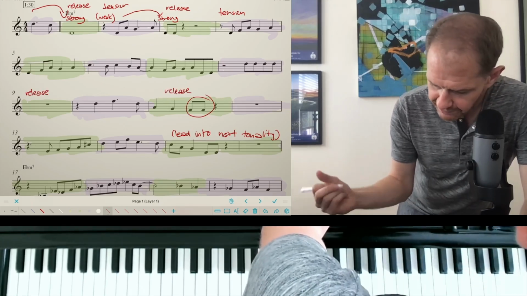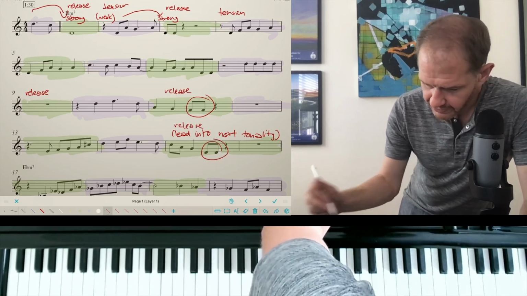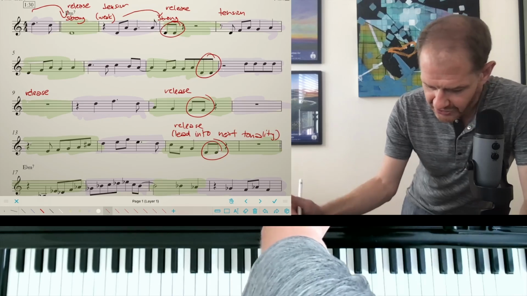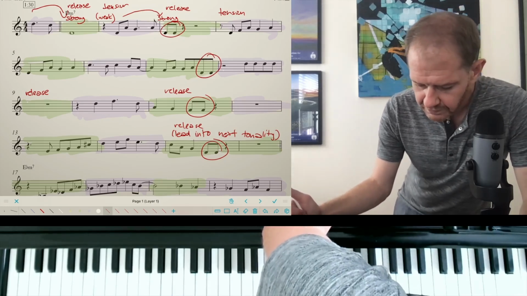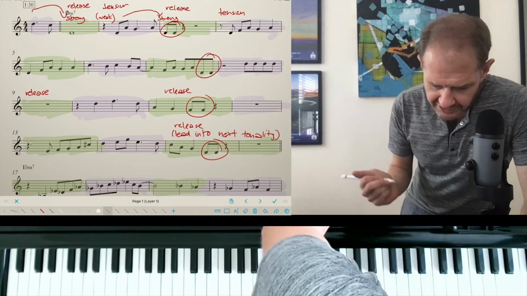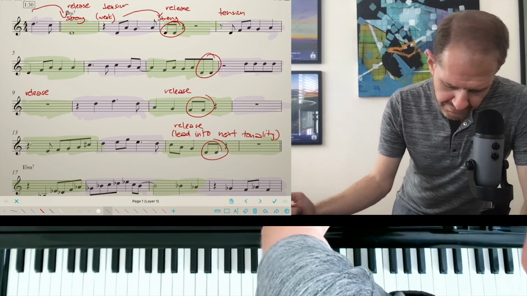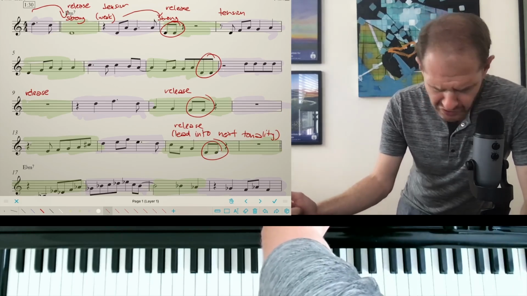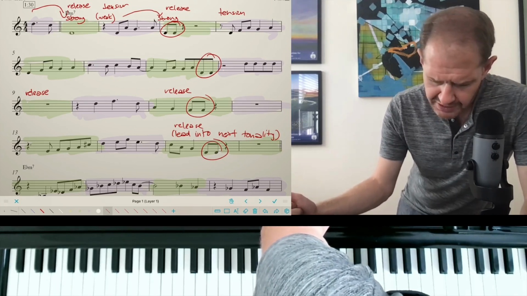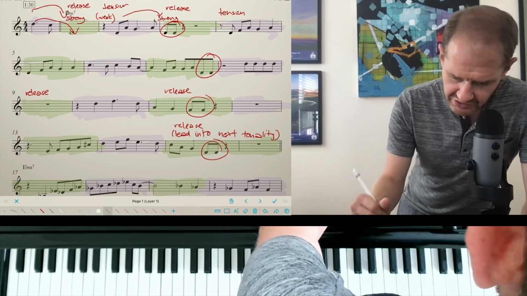Here's another phrase ending. Here's another phrase ending. Lots of phrases ending in this third measure of each four measure phrase here. And then look at the shapes. The last note of the phrase is almost always, or can I go ahead and say always, the lowest note, right? D is the lowest note.